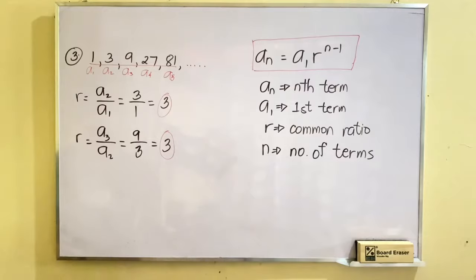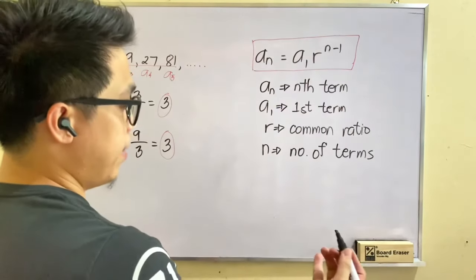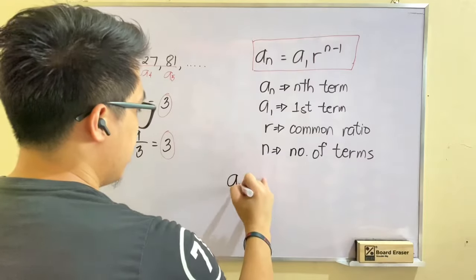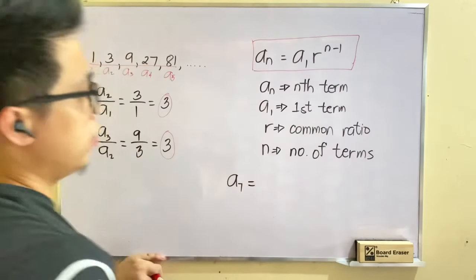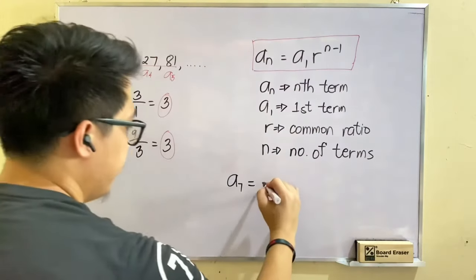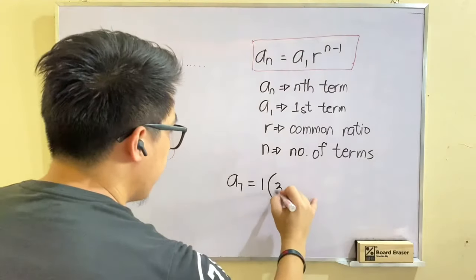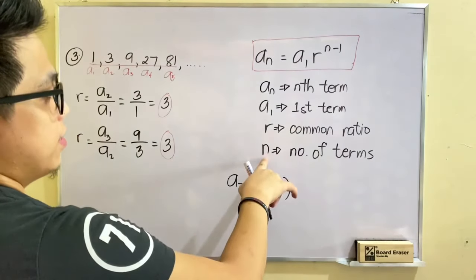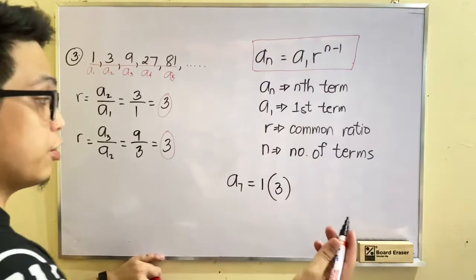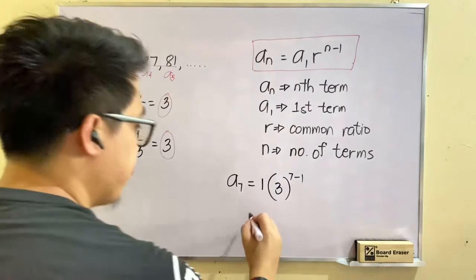Okay, tatandaan, ito yung ating equation para mahanap ang nth term ng isang geometric sequence. So, try natin hanapin ang pang-pitong term nito. Ang ating gagawin, substitute natin dito, a sub n is anong hinahanap na term? Yung pang-pito. So, pang-pitong term. Next, a sub 1 is 1. Common ratio is 3. And ano yung n? Ano ba yung hinahanap na term? So, 7. 7 minus 1.